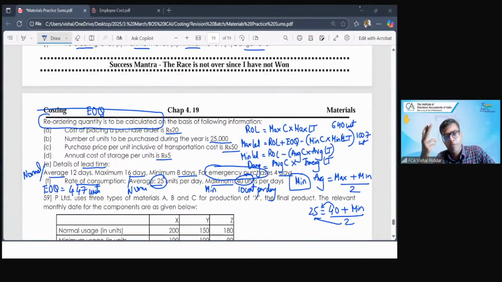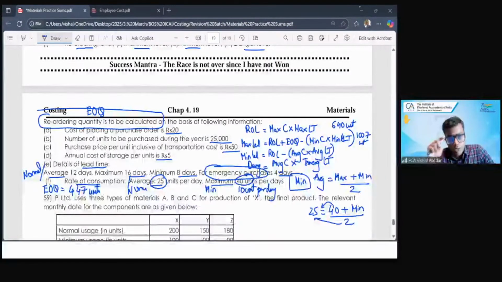ROL will be calculated with average in the previous formula where you are not supposed to find out the other stock level. So students, a very important point, ROL has two formulae. One which we discussed earlier in the previous case, which was average consumption into average lead time plus safety stock. And now we are having a new formula of ROL where you are taking maximum into maximum. Please understand there are two formulae for ROL. Which formula to be used when?